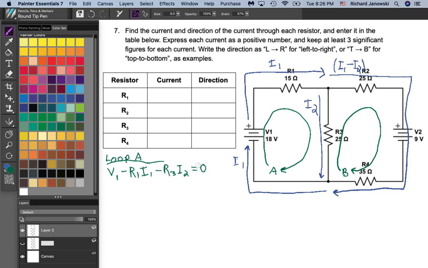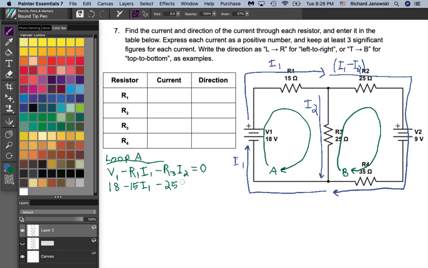So now go in, put in your numbers. V1, 18. It's really 18 volts, but I'm leaving that off because that's how you do these problems. Minus R1 I1. Well, R1 is 15 ohms. So I'm going to write minus 15 I1. Then we get to minus R3 I2. Well, R3 is 25 ohms.